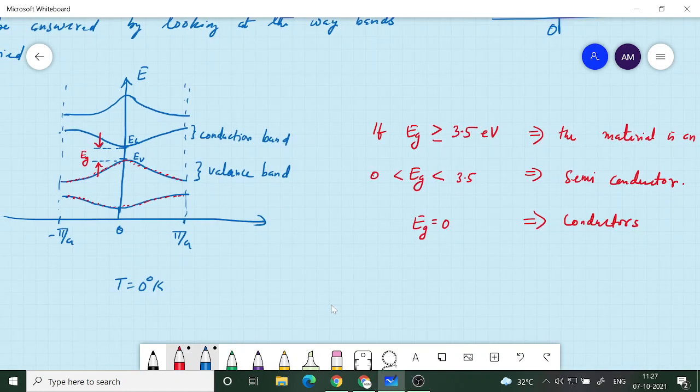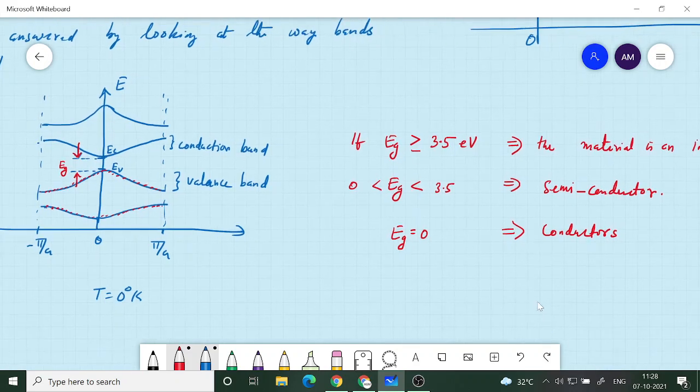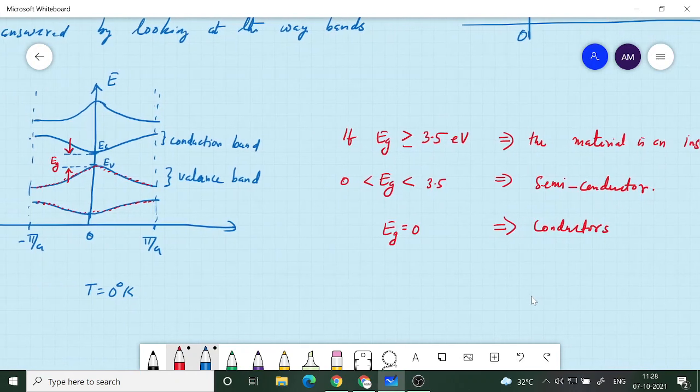First of all, if something has to qualify to be a semiconductor, what is the thing? For a given energy band structure, all the states in the top occupied band, which is called the valence band, should be fully occupied. At T equal to 0 degree Kelvin, there is no thermal excitation, so the band above will be completely unoccupied. In this scenario, if EG is between 0 and 3.5 electron volt, we call it a semiconductor. If it is above 3.5 electron volt, we call the material an insulator.